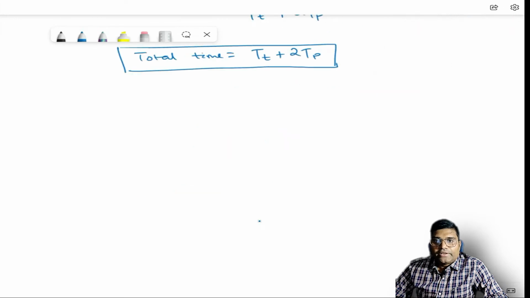Now we will calculate the efficiency. The formula for efficiency is useful time divided by total time.